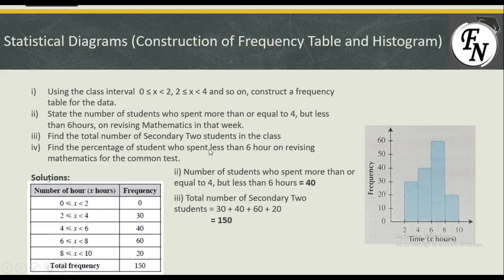In the fourth part, we need to find the percentage of students who spend less than 6 hours on revising. When we talk about less than 6 hours, these are all the values which are less than 6 hours. This is 0 till 2 hours, 2 till 4, 4 till 6. So this is below 6, all these values. After that, they had more than 6 hours. So we can add these up. It will be 70, and we need to find the percentage. So we will divide it by the total value, that is 150, and multiply it by 100 to get the percentage, which is 70 over 150 into 100, 46 and 2 over 3%. So this would be the percentage.